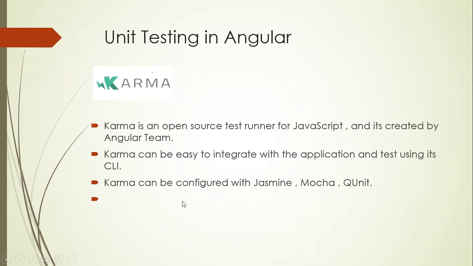You can also configure it with Jasmine, Mocha, and QUnit. Jasmine we use with Angular, Mocha we mostly use for Node.js unit testing, and QUnit we use for jQuery. It is made by the jQuery people for unit testing jQuery code. So Karma can be configured with all three.